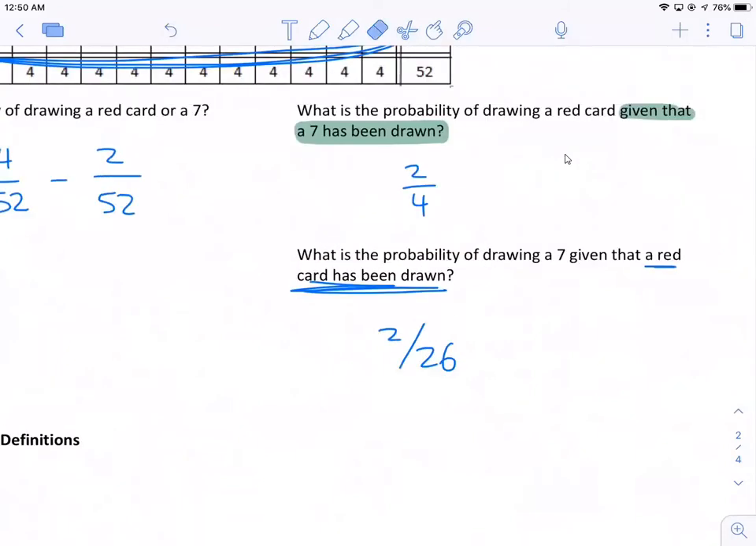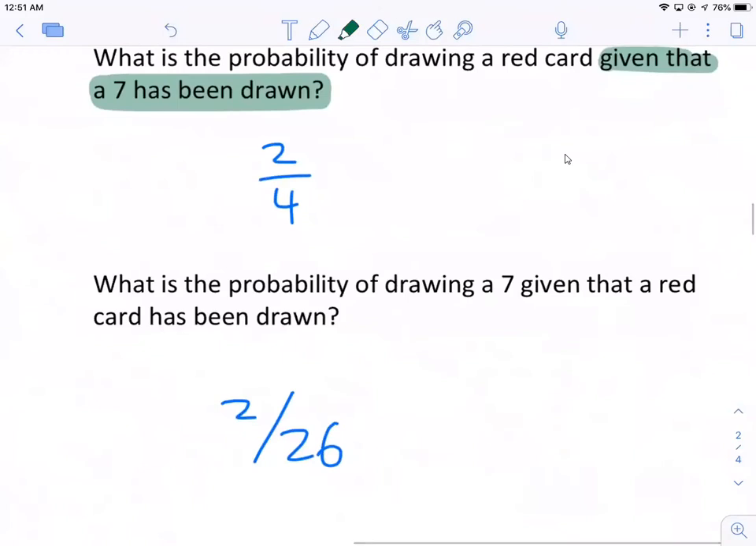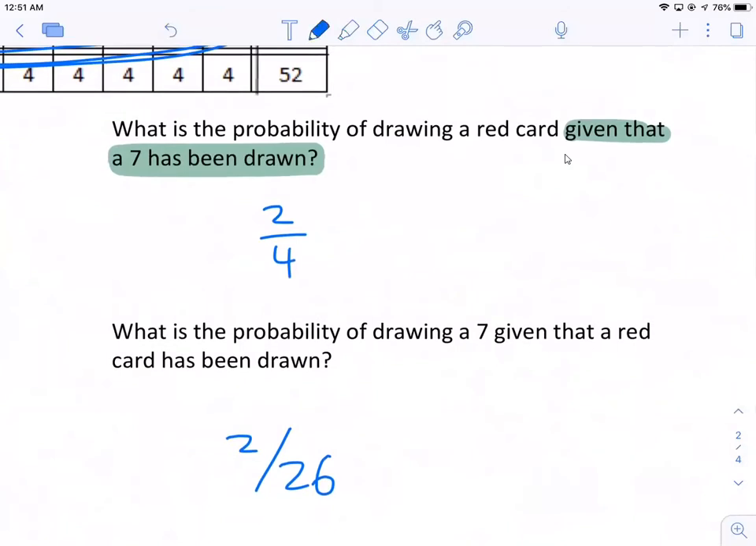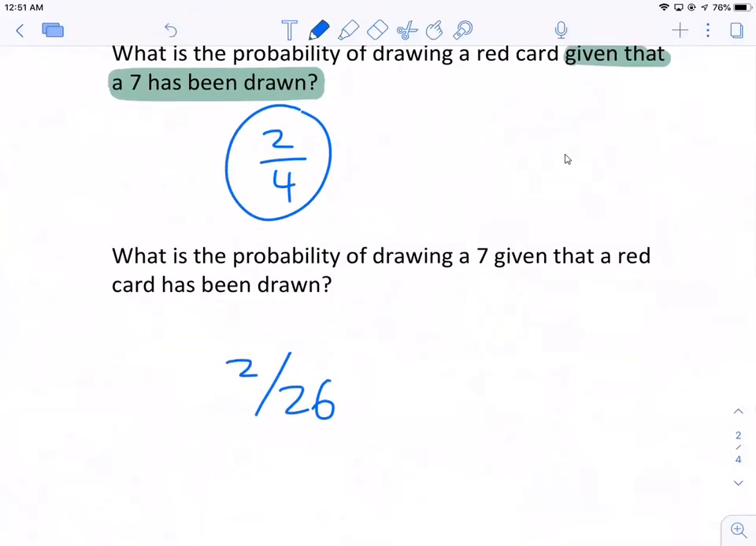Order, of course, definitely matters for a conditional probability. Depending on what your condition is, that's going to be a big difference. So the probability of drawing a red card given that you have a 7 is 50%. The probability of drawing a 7 given that you got a red card is only 2 out of 26.